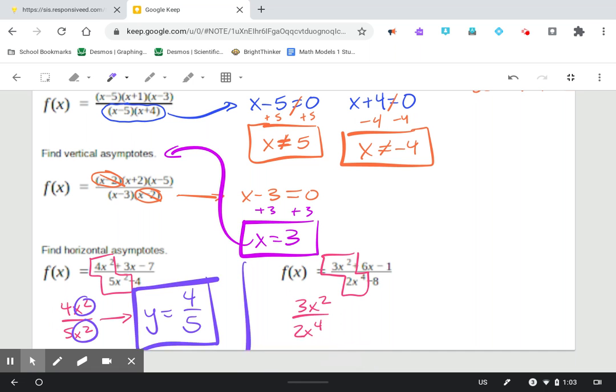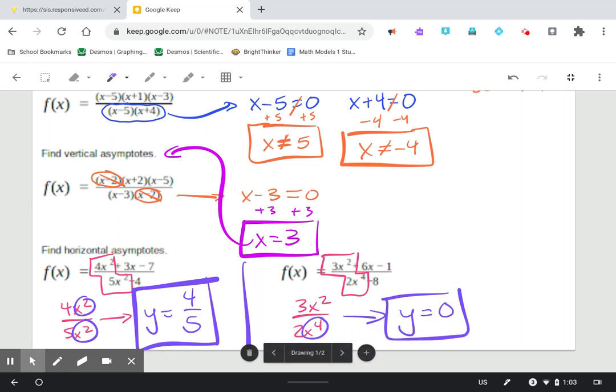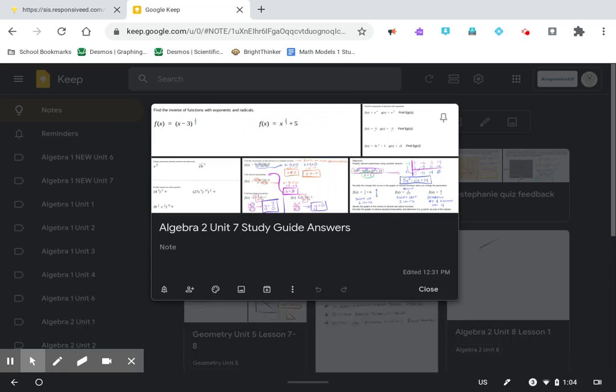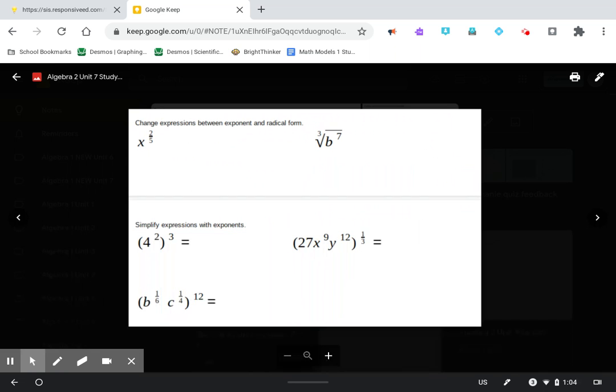Now, if they are different, you have one or two options. If the denominator is larger, like this x to the 4 is larger, the answer is immediately y equals 0, and that's it. If it's any other option, then you do not have a horizontal asymptote. So either the degrees are the same, or the bottom degree is larger, and these are the two outcomes there. And that is all summarized in the notes as well.